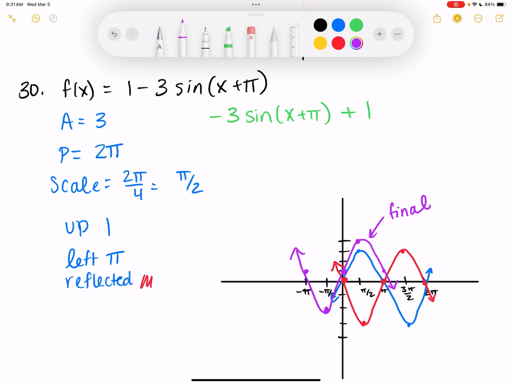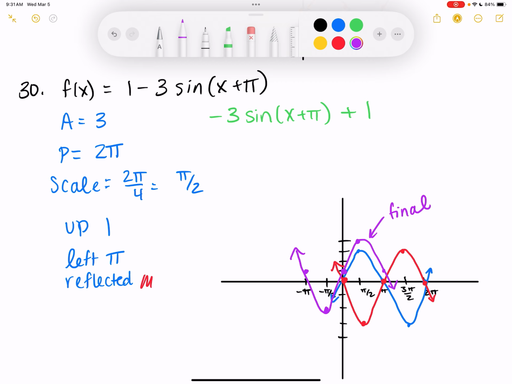Now, when you get more comfortable with it, you don't necessarily have to graph the initial graph that I had in blue. I know that sine starts at 0 and goes up. So if it's reflected, what do I know has to be the case? It starts at 0 and goes down.